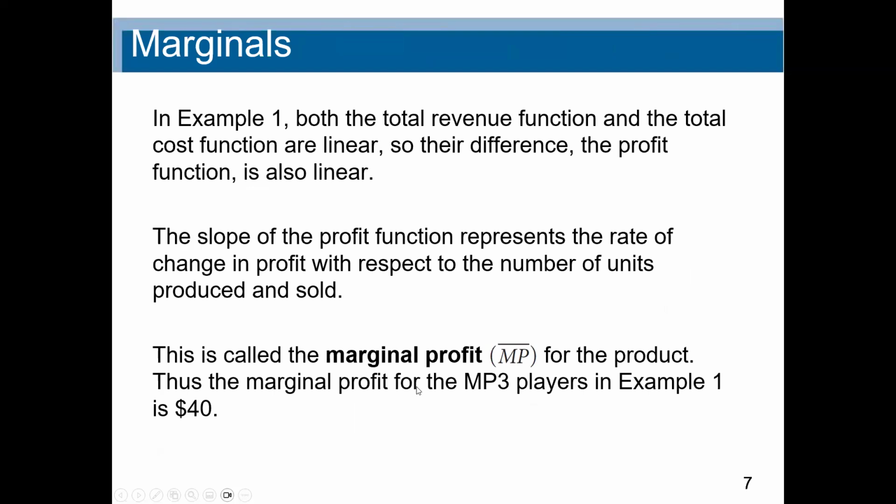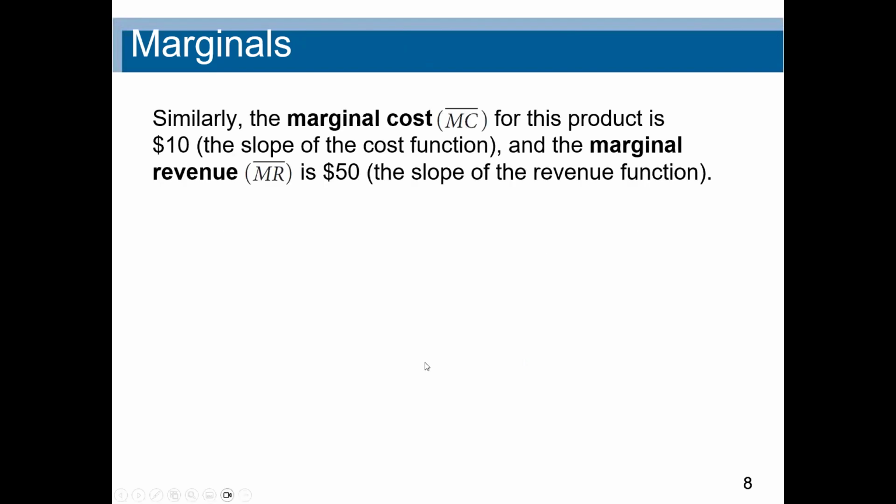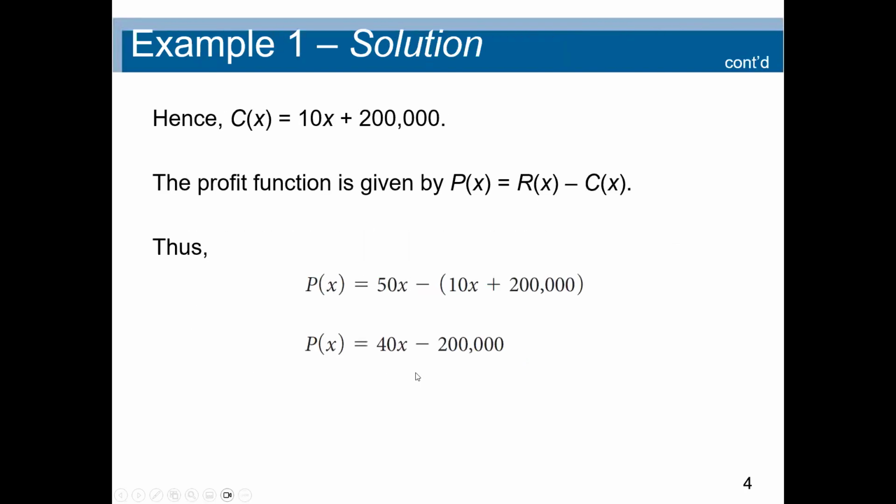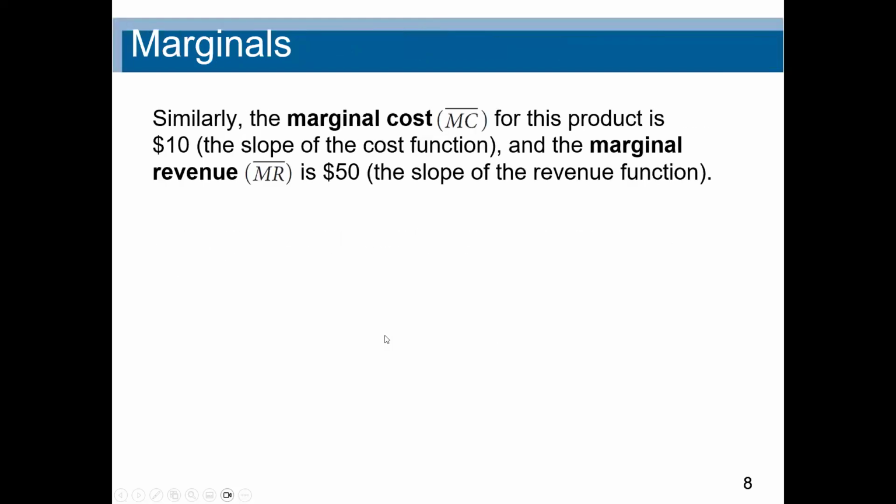So anytime we hear the concept of marginal in a linear equation, our mind should come to, again, slope. So in example one, as we saw in the function 40X, the slope is 40. We can go back to the function and make sure. If our profit function is 40X minus 200,000, then the marginal profit is the slope, which will be 40. So that's how we find the marginal concept.